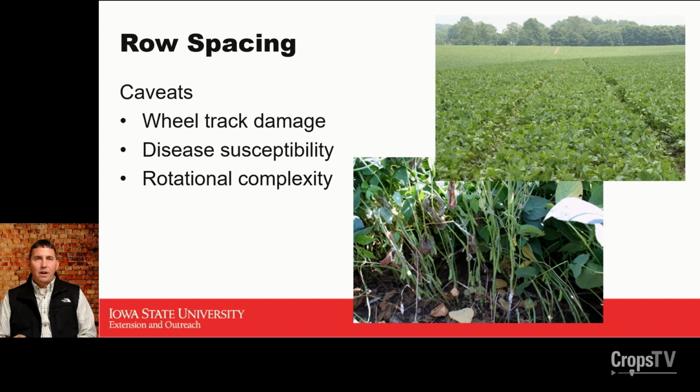So there are some caveats that come along with narrower row spacing. So the first being wheel tracks, typically related to herbicide applications, sometimes with fungicide and insecticide applications. We can see anywhere from a 1 to a 5% yield penalty because of this wheel traffic, and that range largely is attributed with the width of that sprayer boom. So the shorter the sprayer boom, the higher the yield penalty we'll see.